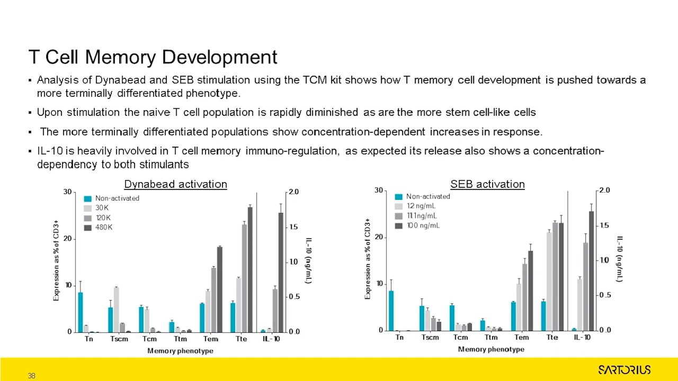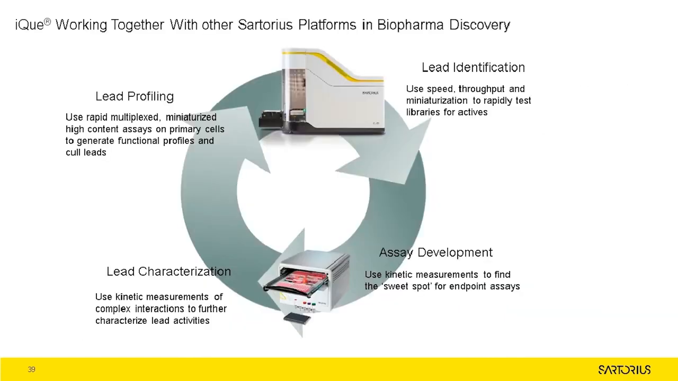What I'm now going on to describe is how it can be used in combination with the IncuCyte live cell analysis system. How the two instruments work together is highlighted here in this diagram, which shows the positioning of each in assay development and drug discovery. IQ's strength of being able to rapidly sample multiplex high-content assays allows for lead profiling and identification, which can then be complemented by IncuCyte's ability to perform further lead characterization using kinetic measurements, and at the front end of assay development, where the kinetic analysis can be used to pinpoint the best time to sample and analyze with the IQ.